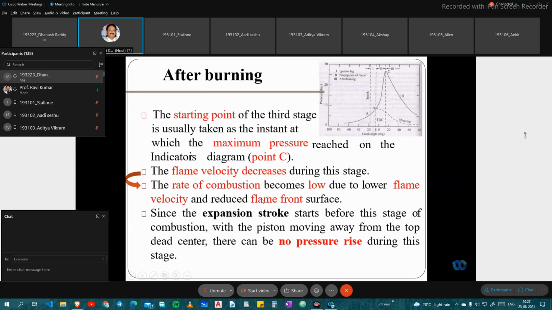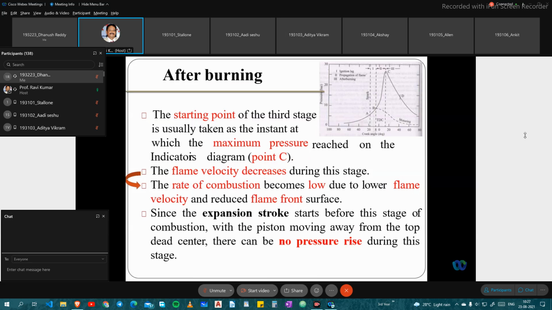The rate of combustion becomes low due to the lower flame velocity and the reduced flame front. Since the expansion stroke starts before this stage of combustion, with the piston moving away from the top dead center, there is no pressure rise during this stage, because whatever exhaust gases are left over inside the combustion chamber, that is all we are pushing out.